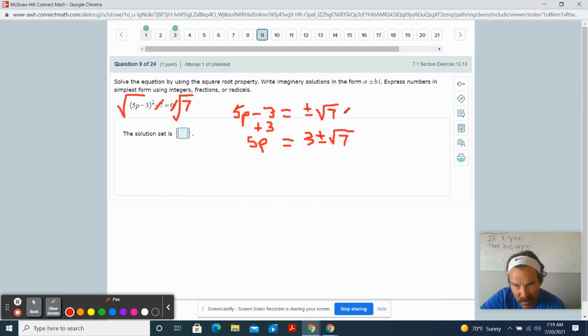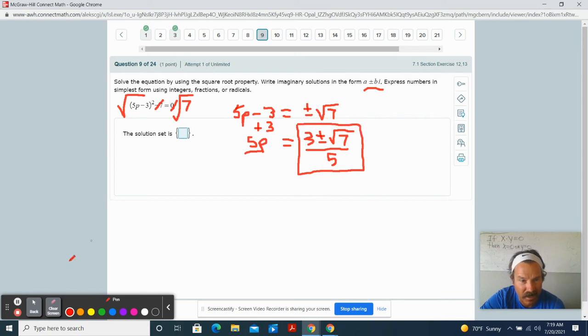It's not wrong to put the plus 3 over after the square root 7. It's just common practice to put the 3 plus or minus. It's kind of in this form here. And then we have to divide by 5. So this is our answer. 3 plus or minus square root 7 over 5.